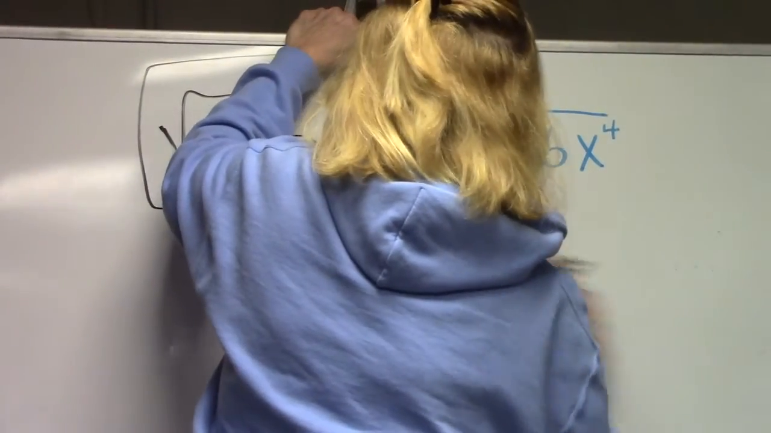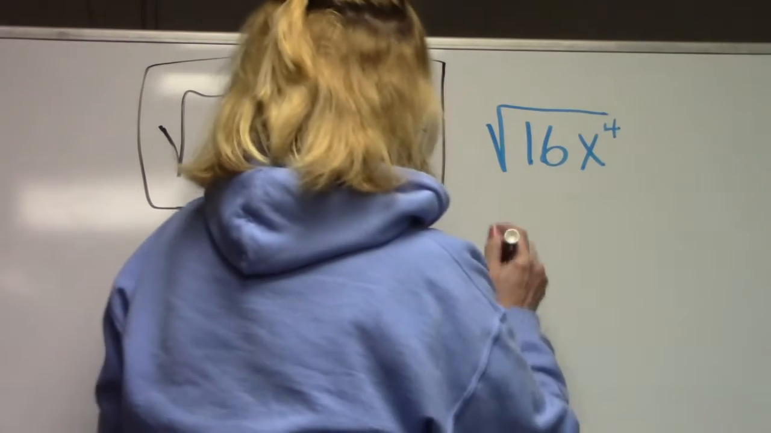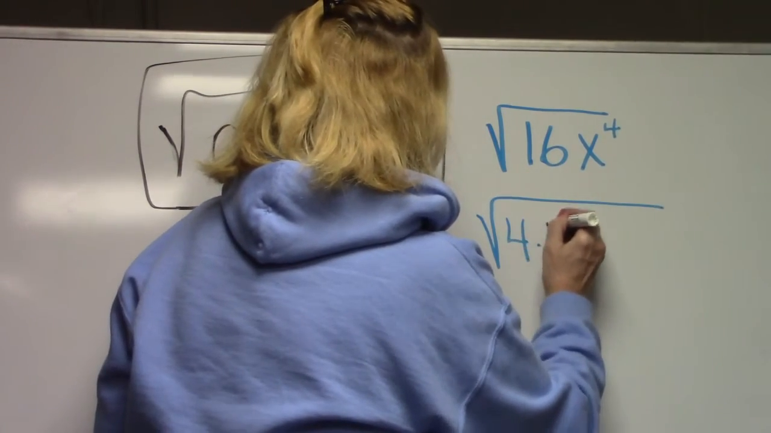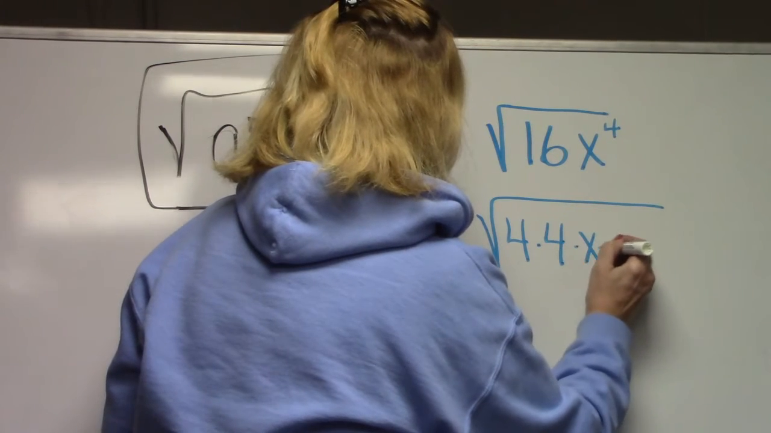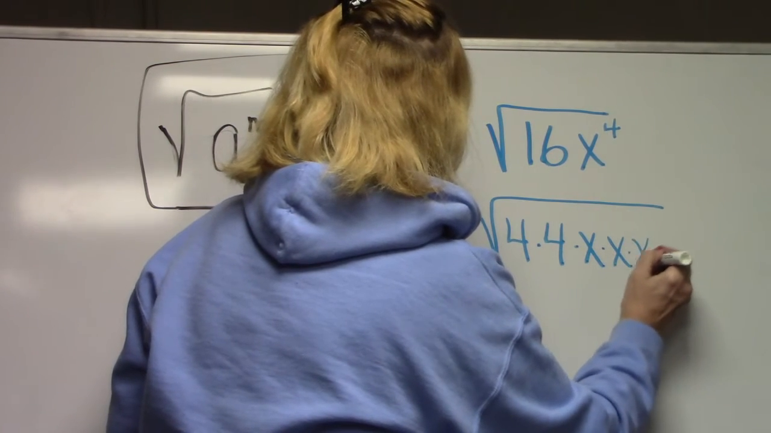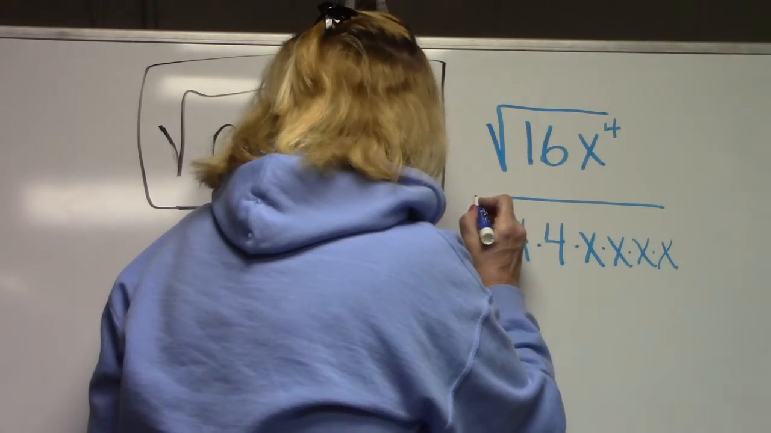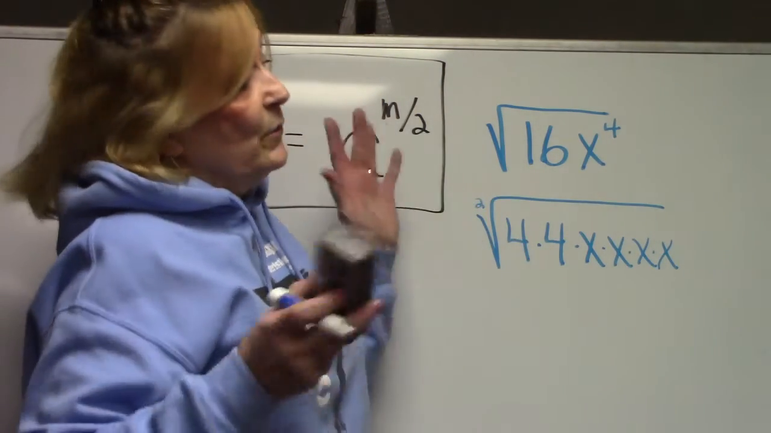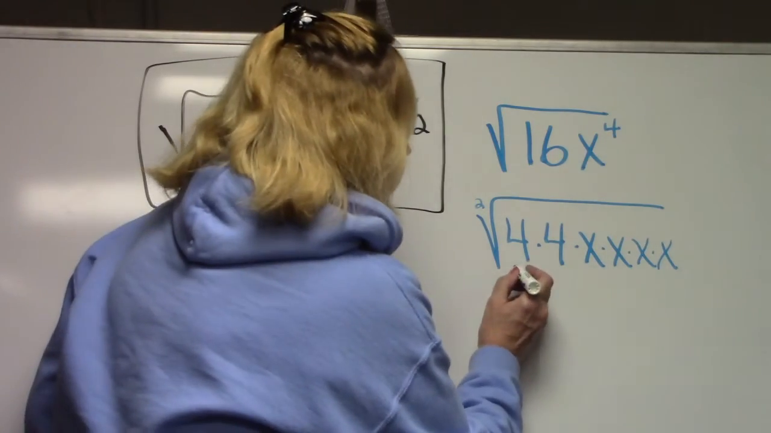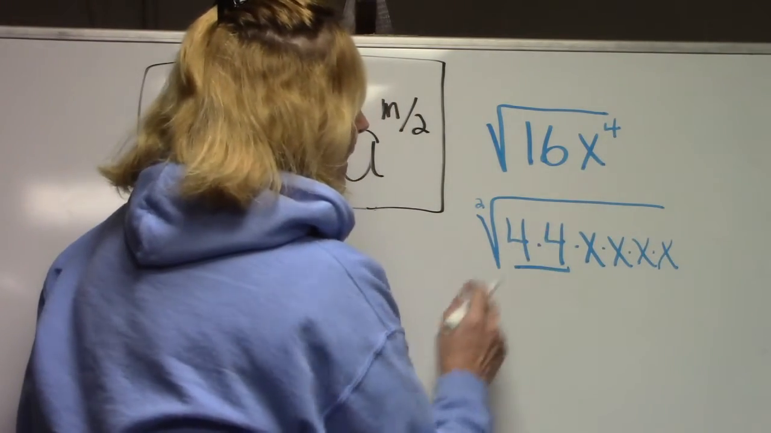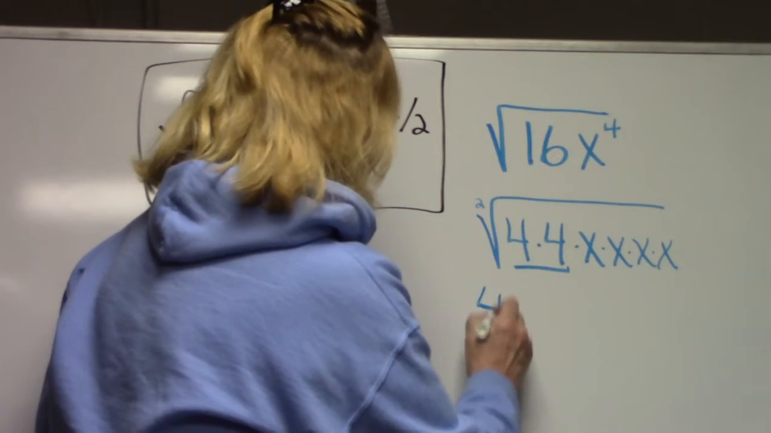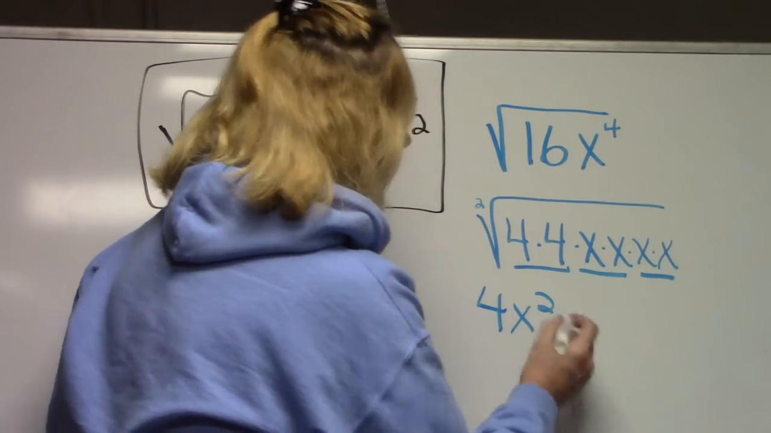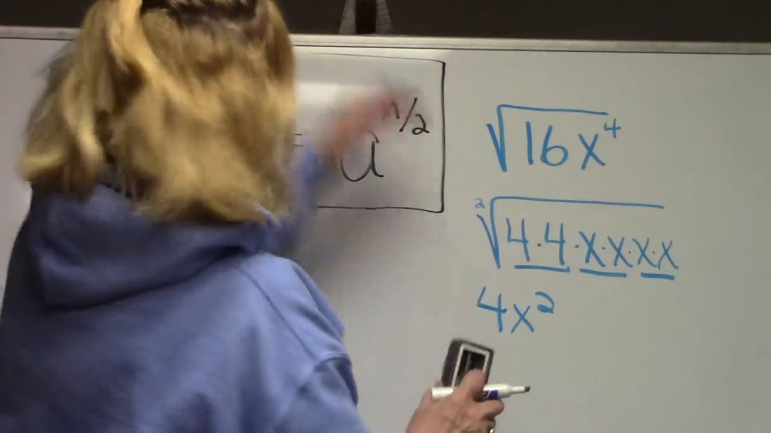Let me show it to you this way. Whichever way you like better. I can say that this is like saying 4 times x times x times x times x. And since there is a 2 in the index, because it's not spoken, so we know it's a 2. For every 2 that are the same, I can pull out 1. 4x squared. Whichever way you like it.